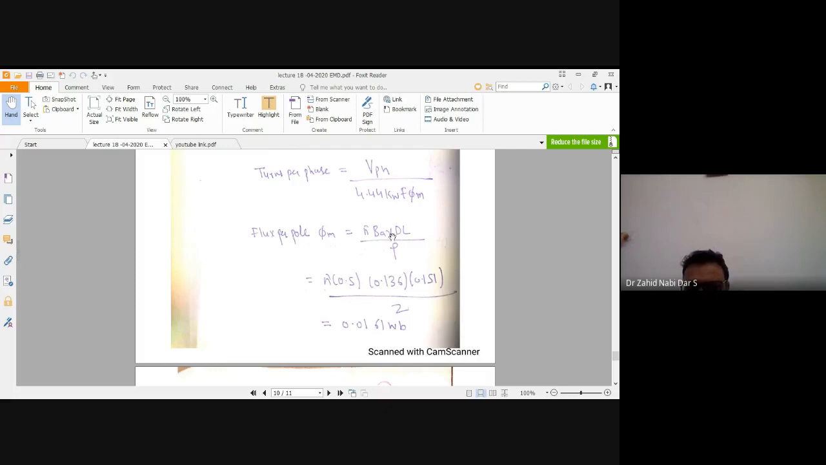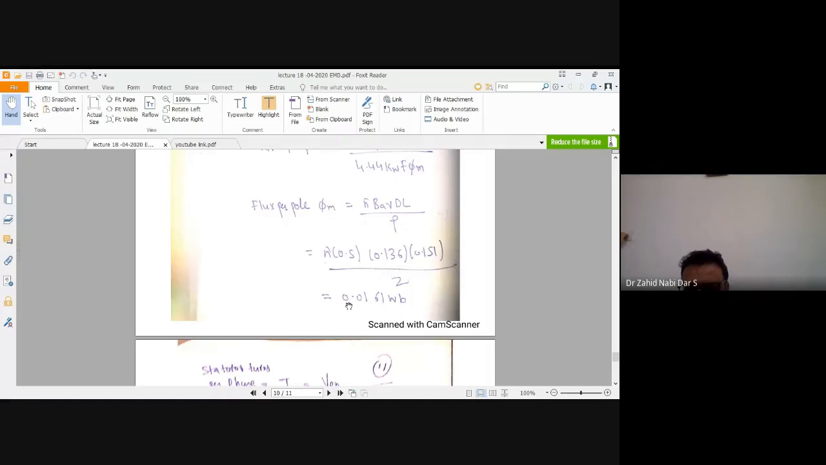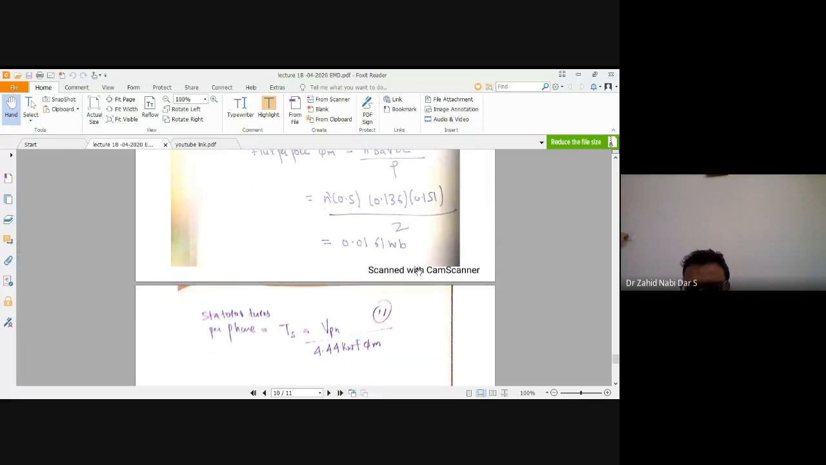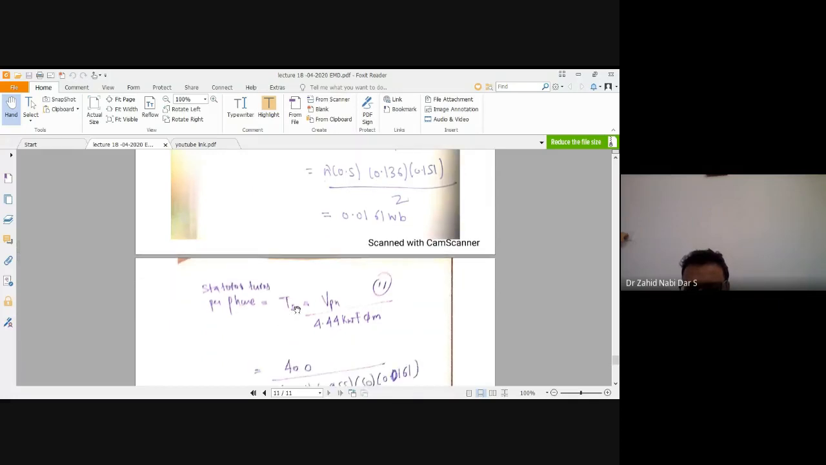So we can substitute these values here. Pi, B average, the D value we have calculated, the L value we have calculated, and the number of poles given is 2. If you want the flux it would be pi B average D L only, but because it is per pole, P has come over there. So it would be around 0.0161 Weber.